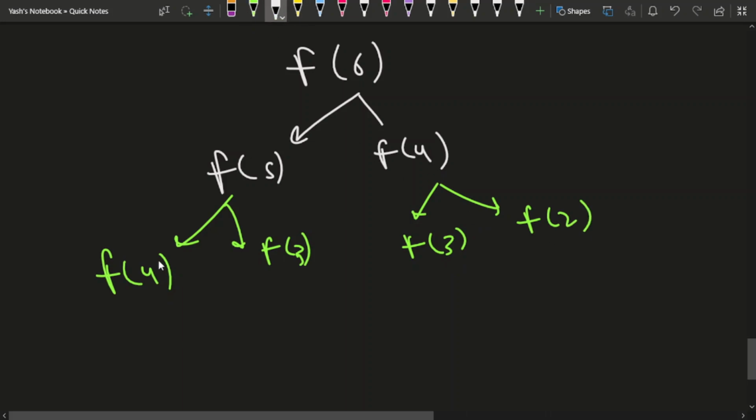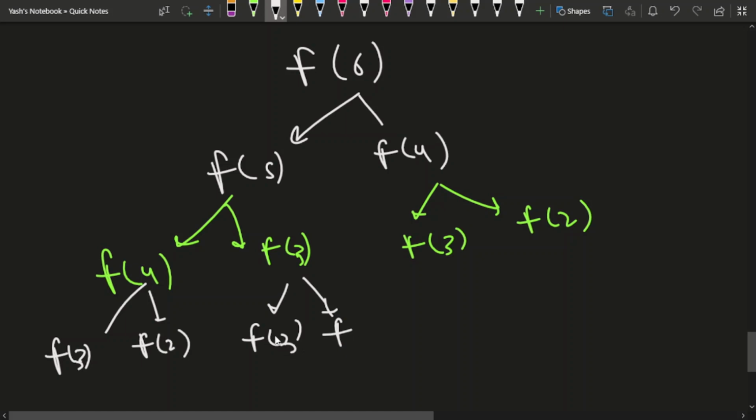And it will go till Fibonacci of 3, and this will be nothing but Fibonacci of 2, right? And here also Fibonacci of 2 and Fibonacci of 3, let's say 2 and 1, right? So you can observe some things, so let's try and observe.